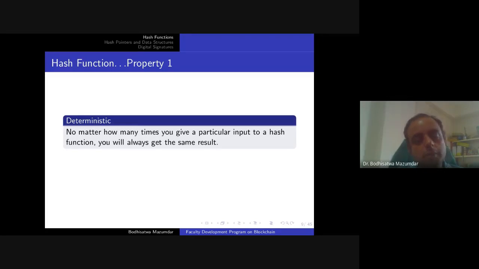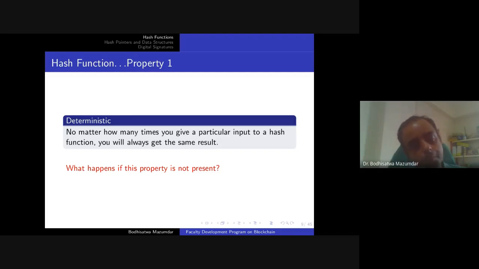So these are the set of security properties that a hash function should satisfy. First, the deterministic property, as I explained: no matter how many times you give a particular input, if you repeat your input again and again to a hash function, it should always produce the same result. So that is what deterministic means. So what happens if this property is not present?